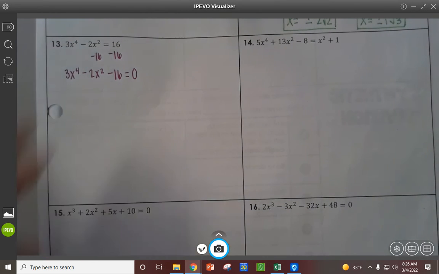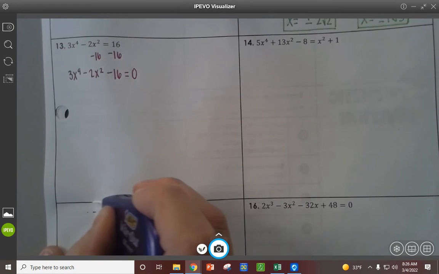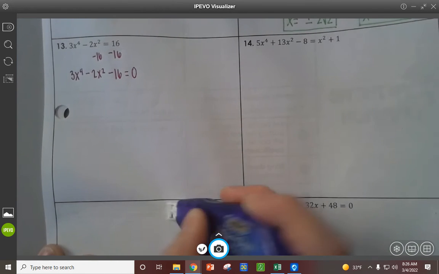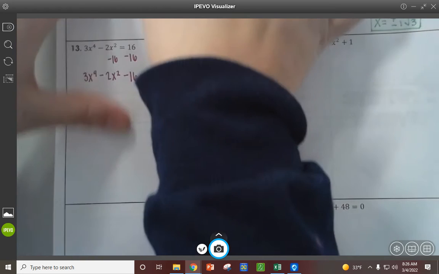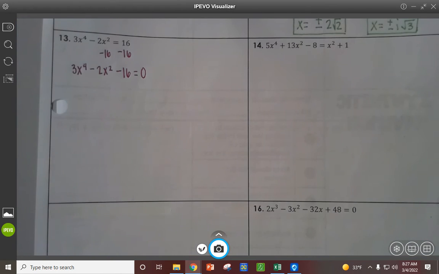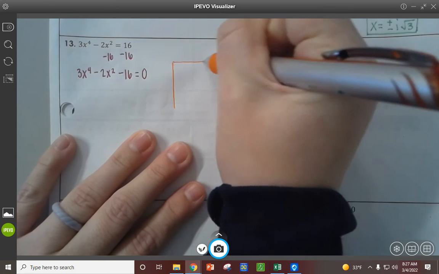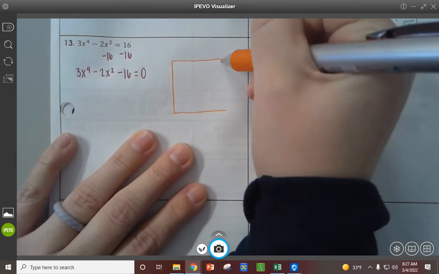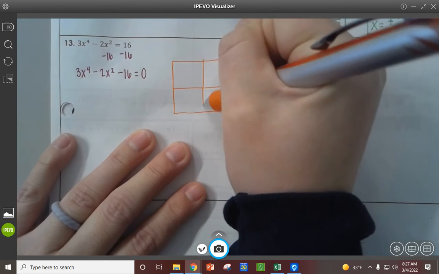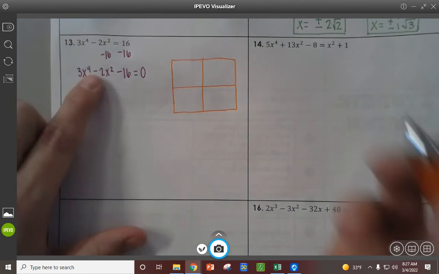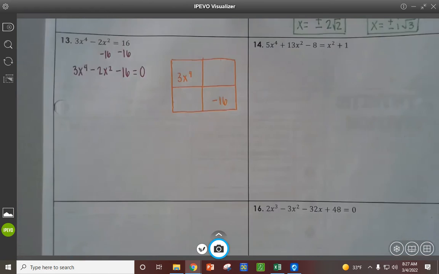So we'll probably run out of room on this one, so we'll just cross out number 15 and you can go in that box. Next year I need to fix these notes to put more room. So the box method. The 3x to the fourth goes in this square, and the negative 16 goes down there.